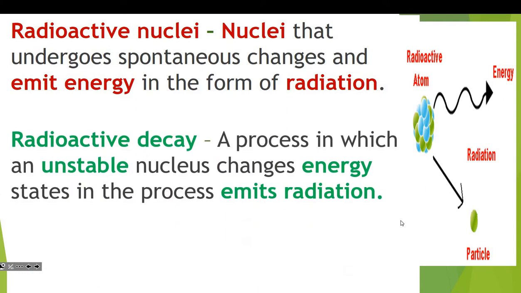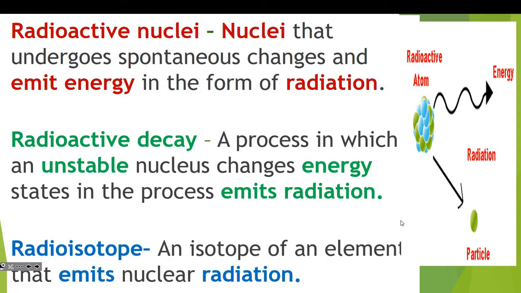Radioactive decay is a process in which an unstable nucleus changes energy states, and the process emits radiation. And the third one is radioisotope, an isotope of an element that emits nuclear radiation. So you'll notice all of these have a common factor. They emit radiation.